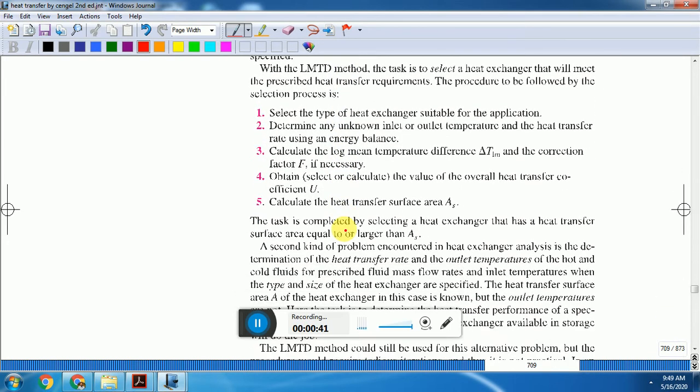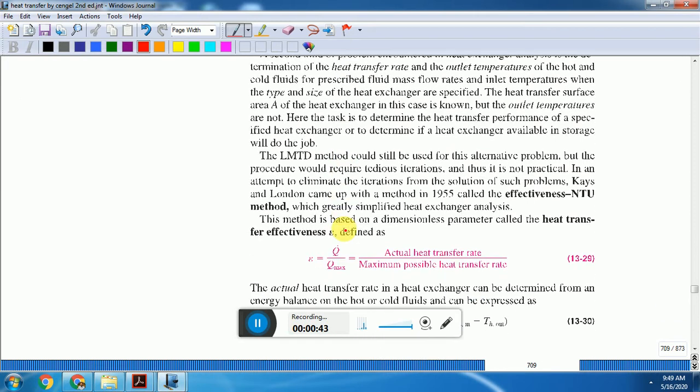Now we'll discuss what is effectiveness. For a heat exchanger, effectiveness is nothing but the ratio of actual heat transfer rate to maximum heat transfer rate. Actual heat transfer rate to maximum heat transfer rate.